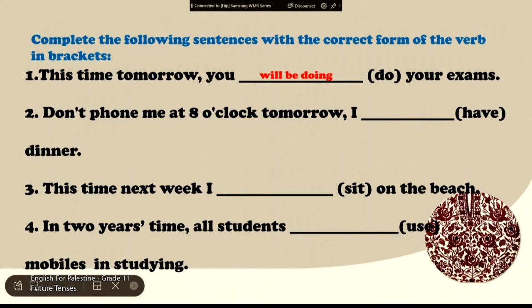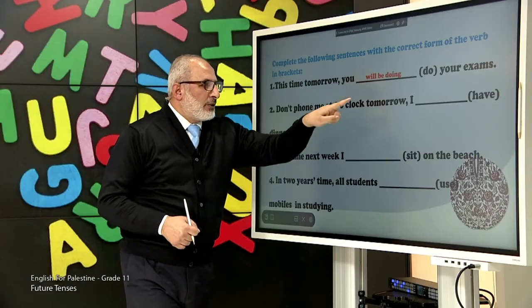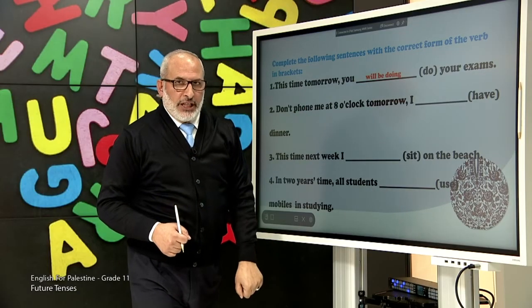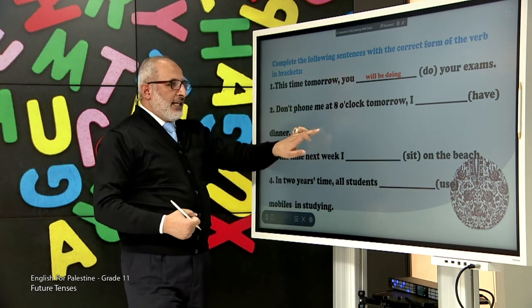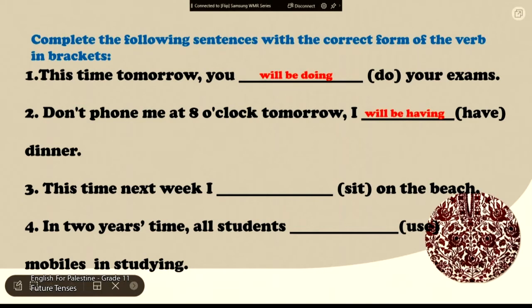Number two, don't phone me at 8 o'clock tomorrow. Again, a specific time in the future. At 8 o'clock tomorrow. Future continuous. What is the future continuous of the verb have? Yes, good. It is will be having. Don't phone me at 8 o'clock tomorrow. I will be having dinner.